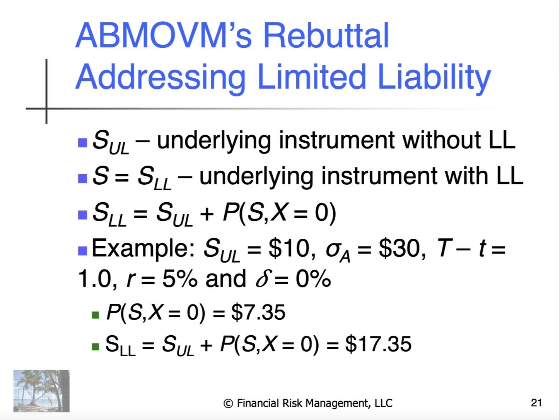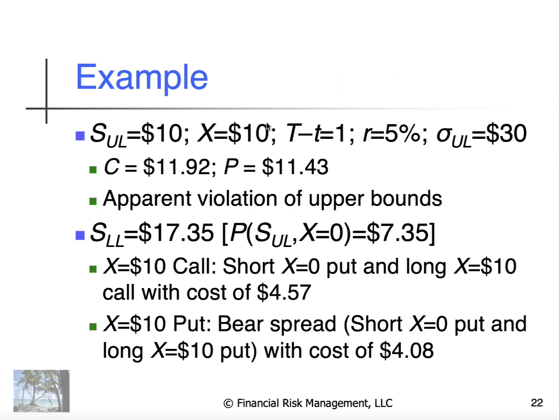This is a recent phenomenon in the mid-1800s in London and some in Europe, and then eventually in the United States. And so my takeaway from this is I can now value limited liability, the economic value of being able to limit liability, and do analysis that way. So by way of example, if I take this data, $10 unlimited liability stock with the remaining parameters, I get a call price of $11.92 and a put price of $11.43.